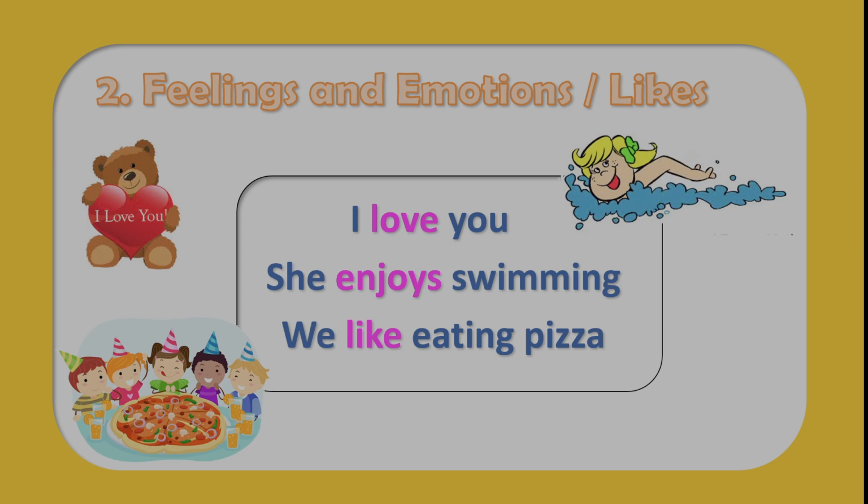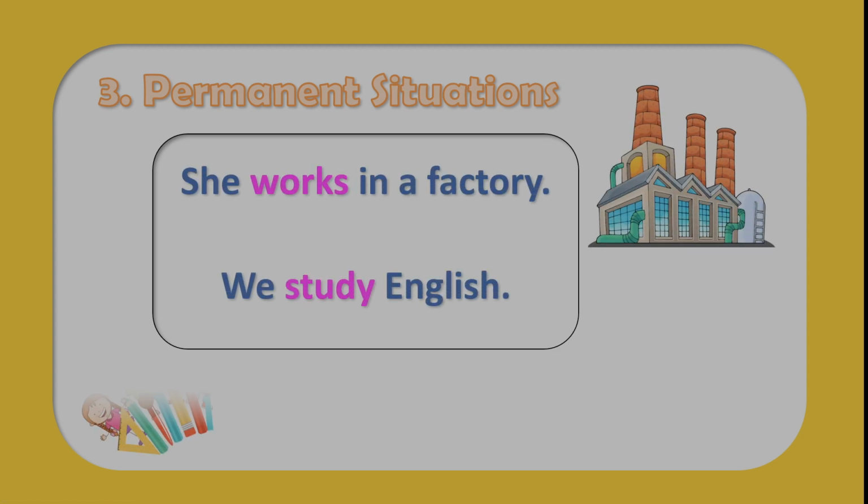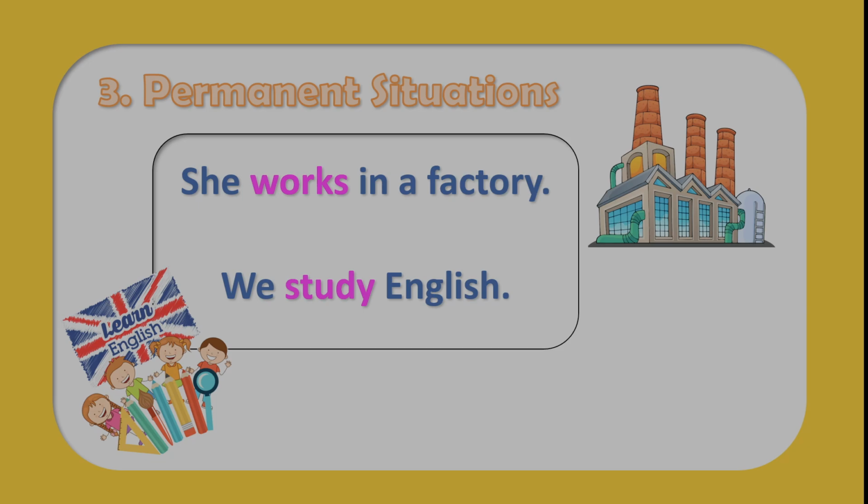Here we have three more sentences. Number one, I love you. Two, she enjoys swimming. Three, we like eating pizza. Feelings and emotions. Let's continue. Another use of the present simple tense: permanent situations.